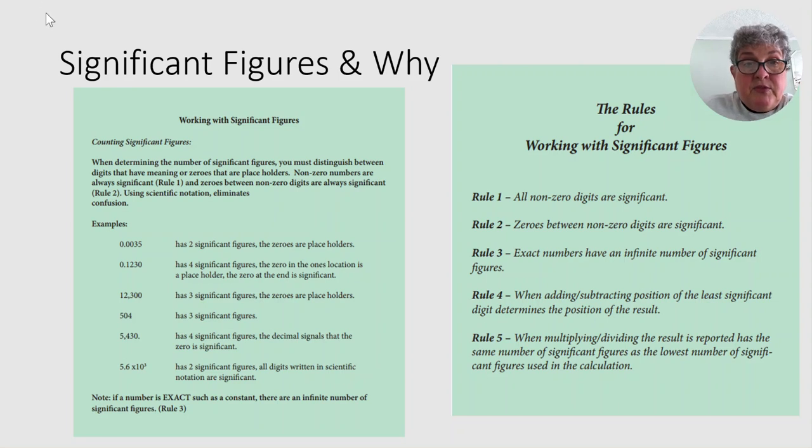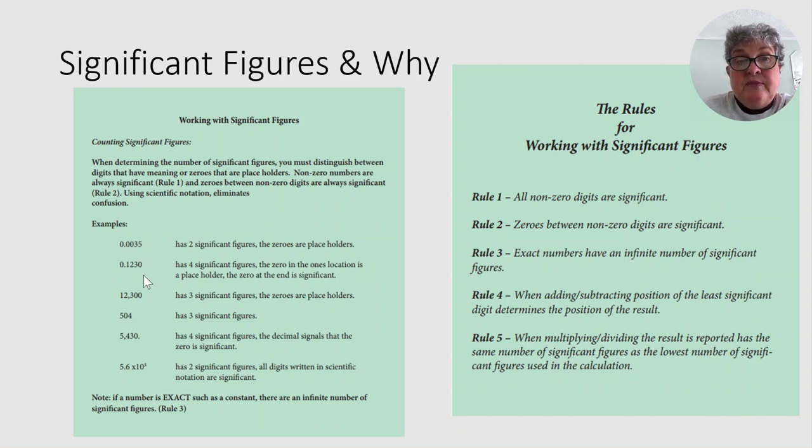So let's look at these examples. These zeros here are placeholders. If I were to write this in scientific notation, this would be 3.5 times 10 to the minus 3. And that will tell me definitely that I have two significant figures. Those zeros are just telling us where the digit is.